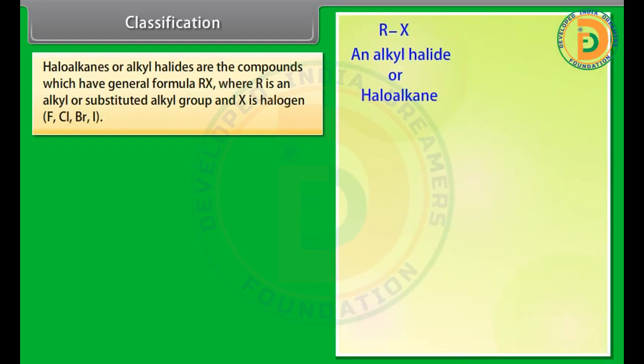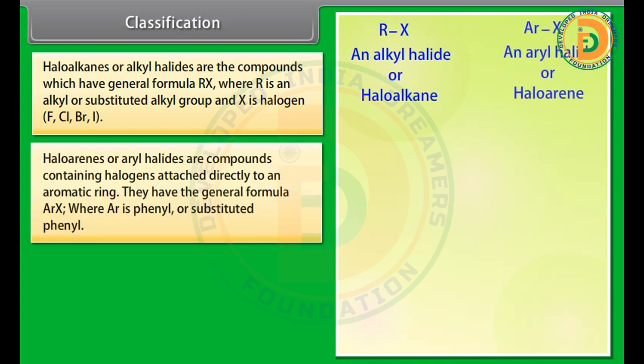Classification. Haloalkanes or alkyl halides are the compounds which have the general formula RX, where R is an alkyl or substituted alkyl group and X is the halogen F, Cl, Br or I.